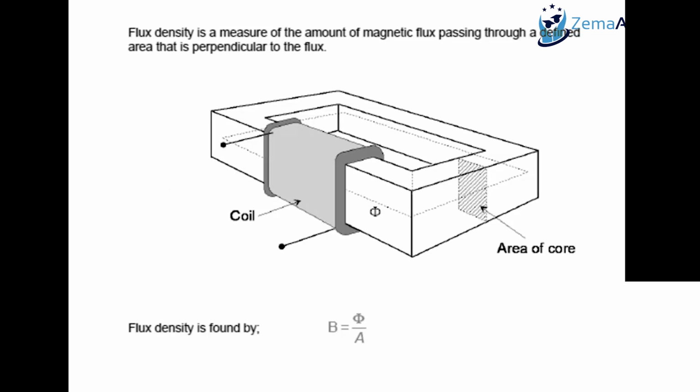And the simplest possible example is if you have a single coil wound on a piece of material, and that has a particular cross-sectional area, and the flux density would be dependent on that cross-sectional area, which means the higher the cross-sectional area, the lesser the magnetic flux density, and vice versa.